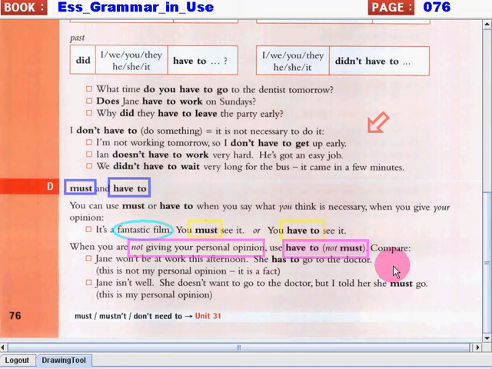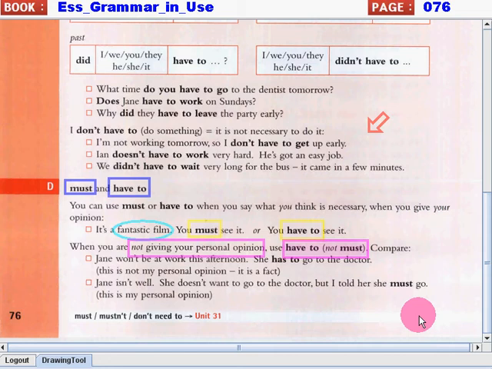Jane won't be at work this afternoon. She has to go to the doctor. So here, this is not a personal opinion. It is a fact. Jane will not go to work because she has to go to the doctor. That's not an opinion. It's real information. It's a fact.